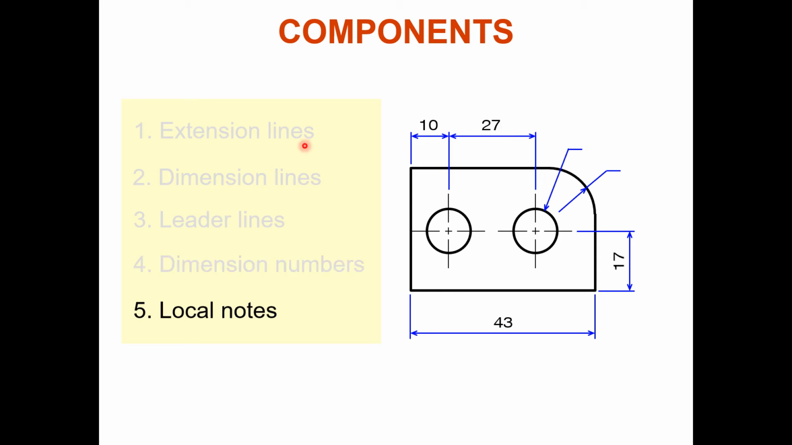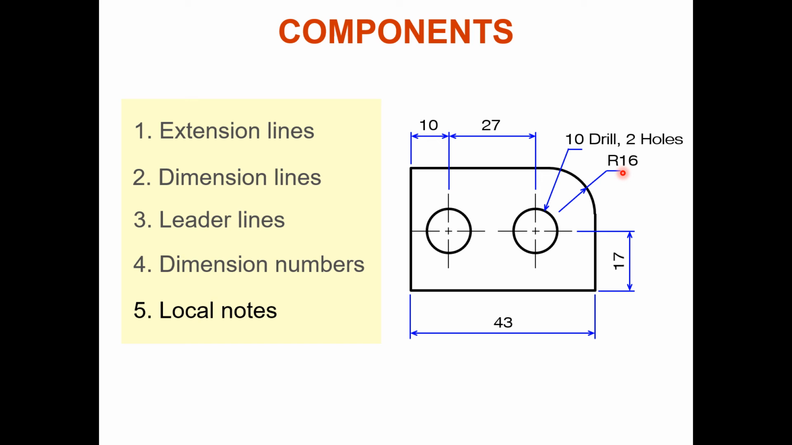We often write local notes. In the local notes, we mostly mention the description of the object, like what is the material, whether it is steel, wooden, or some brass material. In the local notes we also write some precautions. That is again a local note, 10 drill dia, radius 16. So these are also local notes.